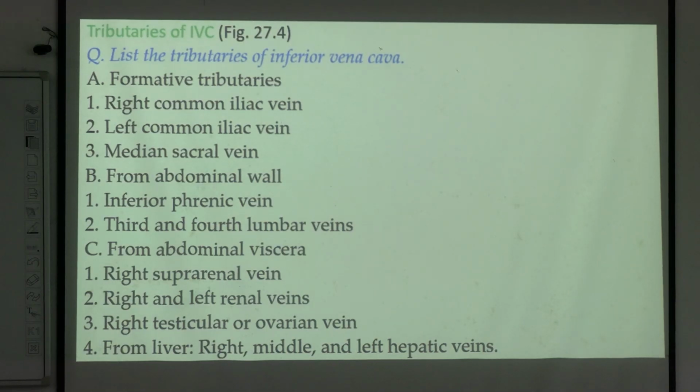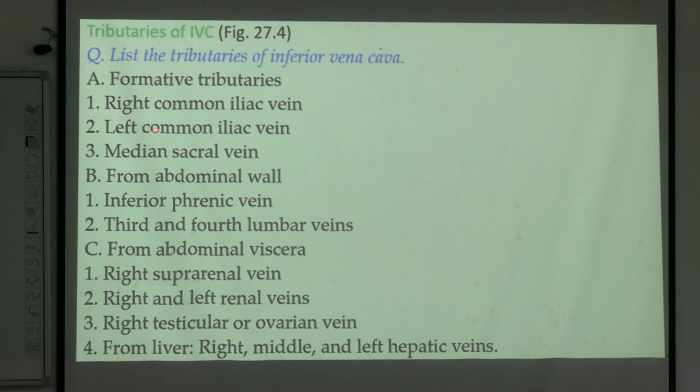Tributaries of inferior vena cava. The formative tributaries: right common iliac vein, left common iliac vein. How is it formed? That's why the word formative tributaries. What is happening?